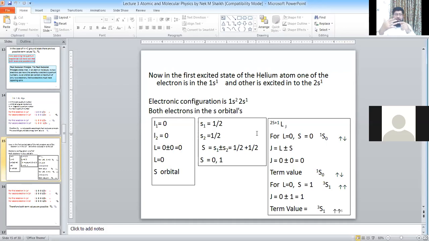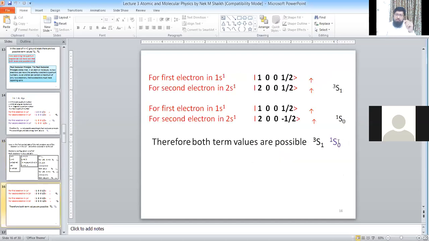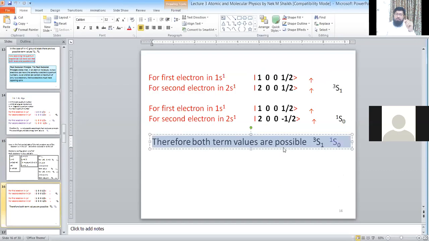Now in this case, both levels are possible, because 3S1 is possible and 1S0 is also possible. In this particular case the n value is different, because one of the electrons is in n equal to 1 and the other electron is in n equal to 2. Therefore both levels are possible. This is what we discussed yesterday. So 3S1 is possible and 1S0 is possible because one electron is in the s orbital in n equal to 1 and the other is in the s orbital in n equal to 2.